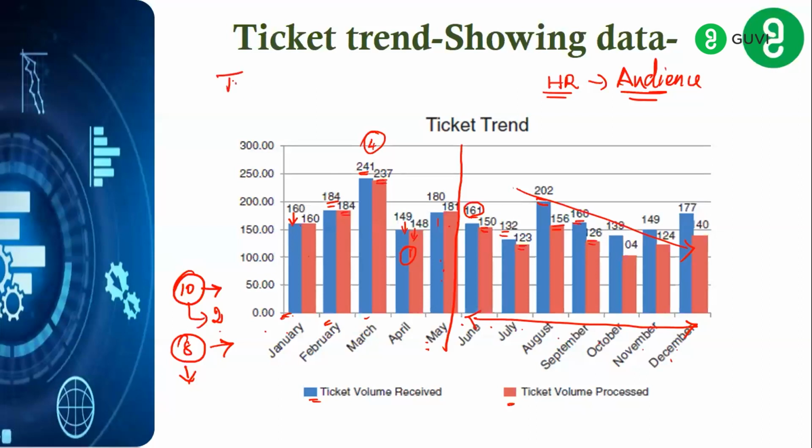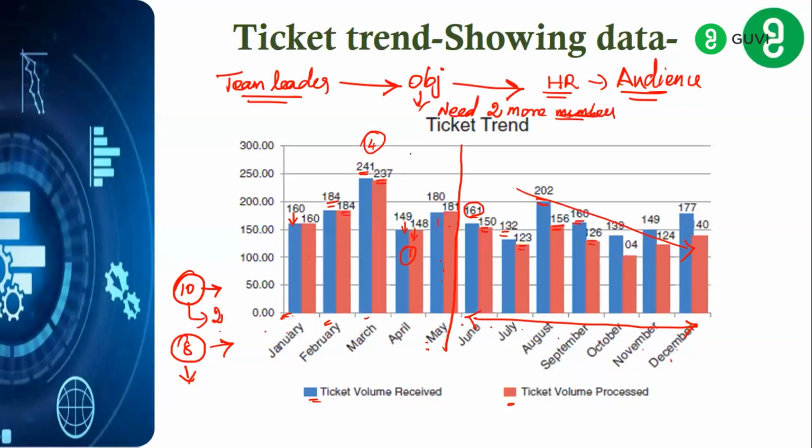You're a team leader. You're going to present your idea, your objective, to the HR person. Your objective is what? I need 2 more members in my team. So by seeing the visual representation, your HR is not a technical person, right? By seeing this kind of visual representation, your HR doesn't get any kind of idea. Yes or no?